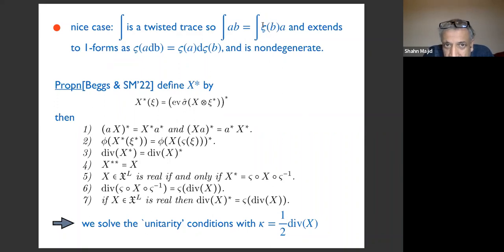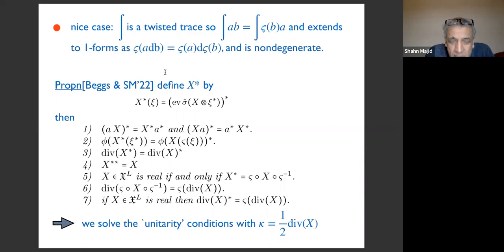should extend to differential forms in the obvious way. So it's differentiable. We require it to be differentiable. And we suppose that the integral is non-degenerate in an obvious way. Then the theorem is that there is a well-defined star operation on the space of vector fields.